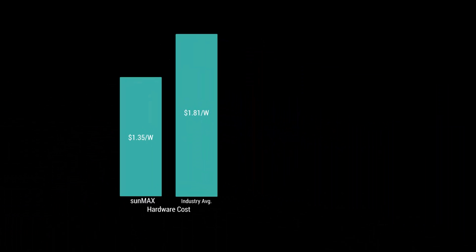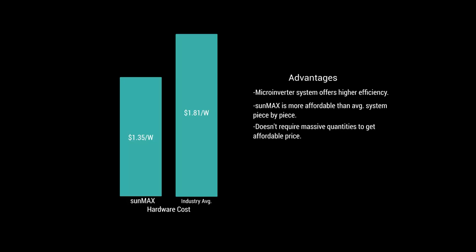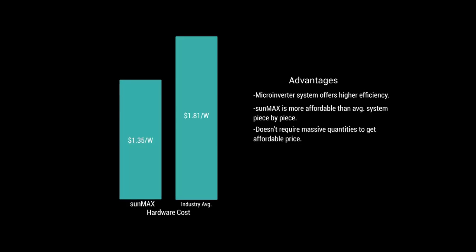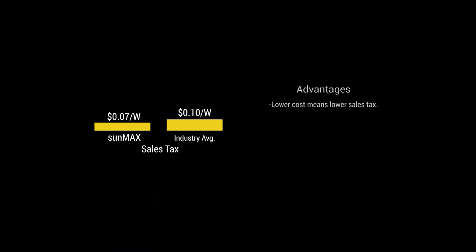Let's start with hardware. On the left, we have the estimated SunMax price. On the right, we have the reported industry average for installs. SunMax hardware is available at a cost of about $1.35 per watt, as opposed to the average of $1.81 per watt for the industry. What's great about this is that SunMax doesn't require you to buy in large quantities to get the best price. This allows smaller install companies to offer better cost savings to potential customers with a more competitive price. As shown, a lower cost of hardware with SunMax means less money spent on sales tax.